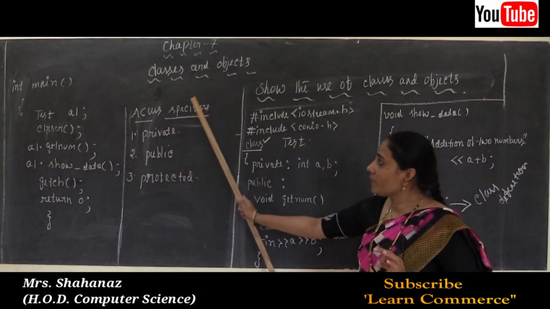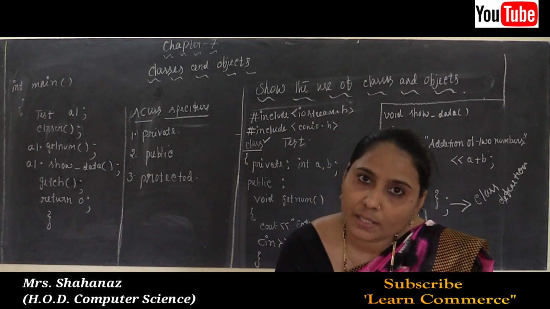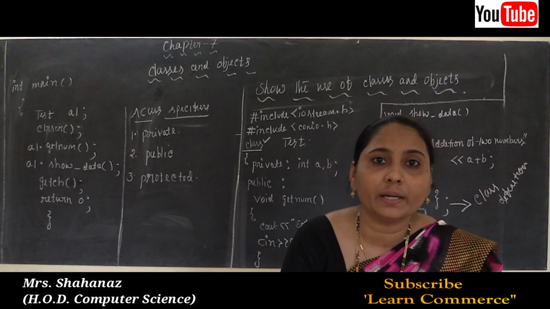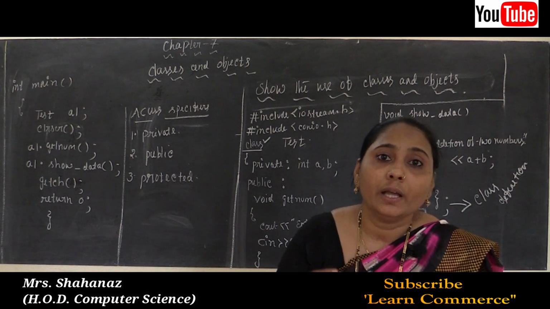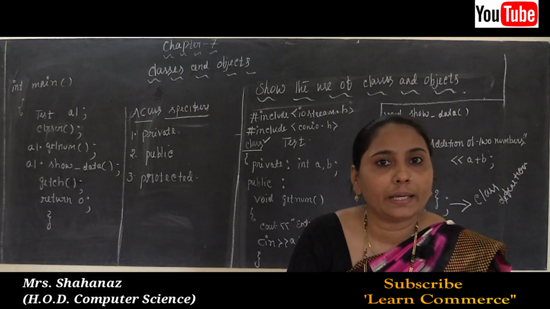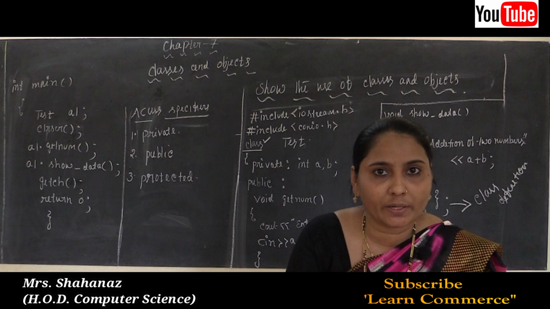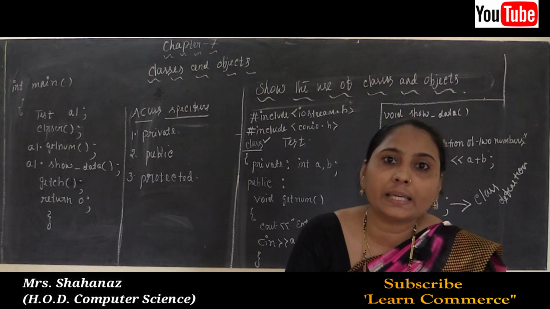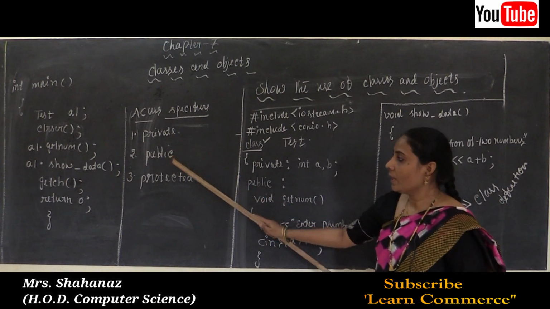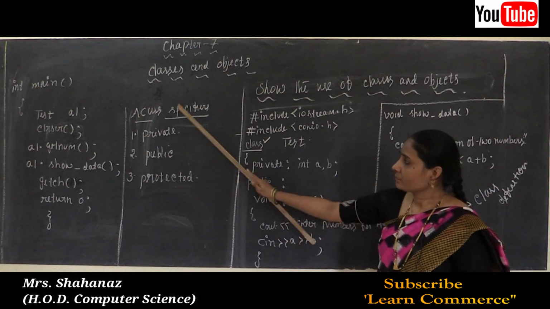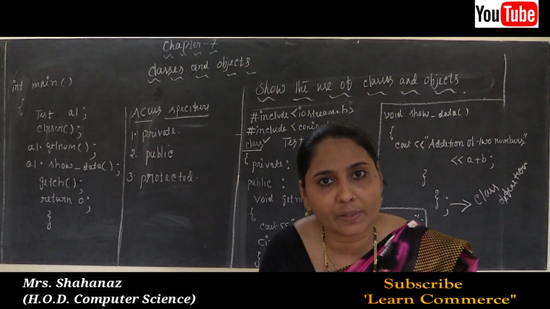What about the scope of the access specifier? The access specifier defines the scope of the data, the limitation of the data. The access specifiers are indicated by the following keywords. Three access specifiers are there: private, public, protected. The scope of the data means limitation.